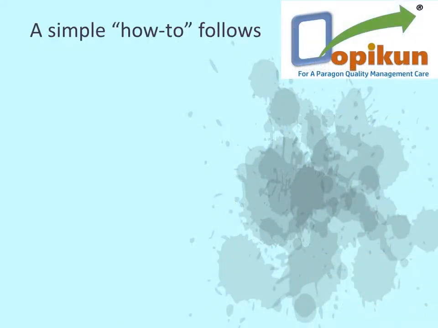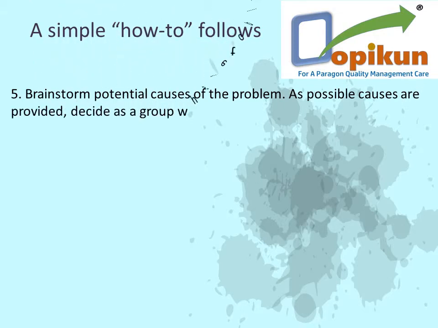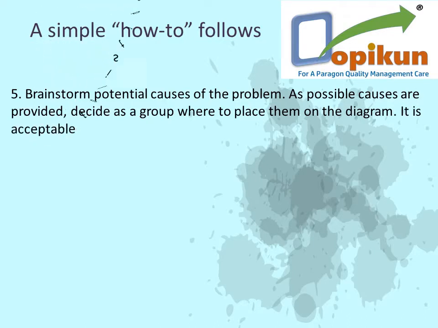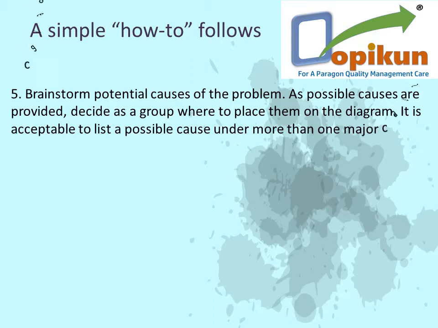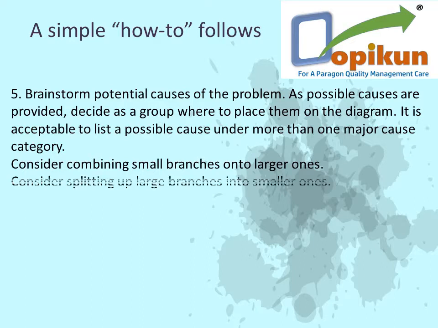A simple how-to follows. Step 5. Brainstorm potential causes of the problem. As possible causes are provided, decide as a group where to place them on the diagram. It is acceptable to list a possible cause under more than one major cause category. Consider combining small branches onto larger ones. Consider splitting up large branches into smaller ones.